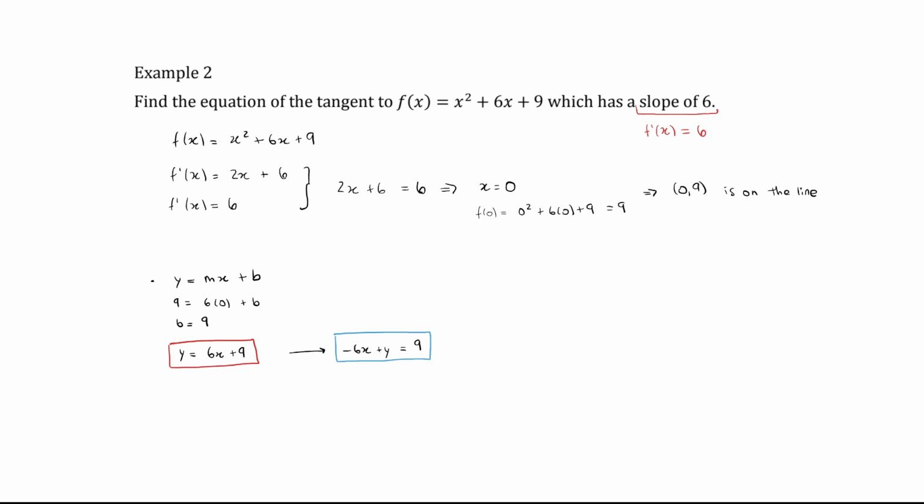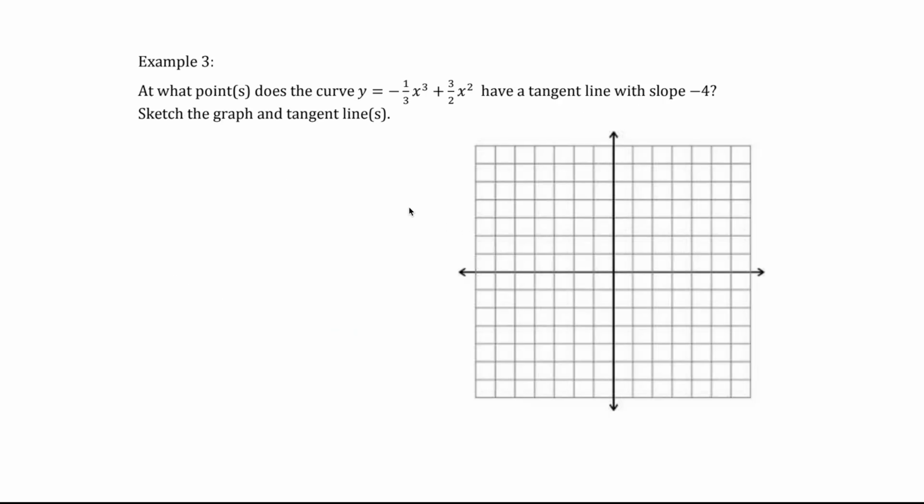Okay, so just a slightly different example, a slightly different look at the kinds of questions that you might come across. Another example, another style of question, would be something along this line. At what point or points does the curve y is equal to negative 1/3 x cubed plus 3/2 x squared have a tangent line with slope negative 4? And then we want to sketch the graph and the tangent lines.